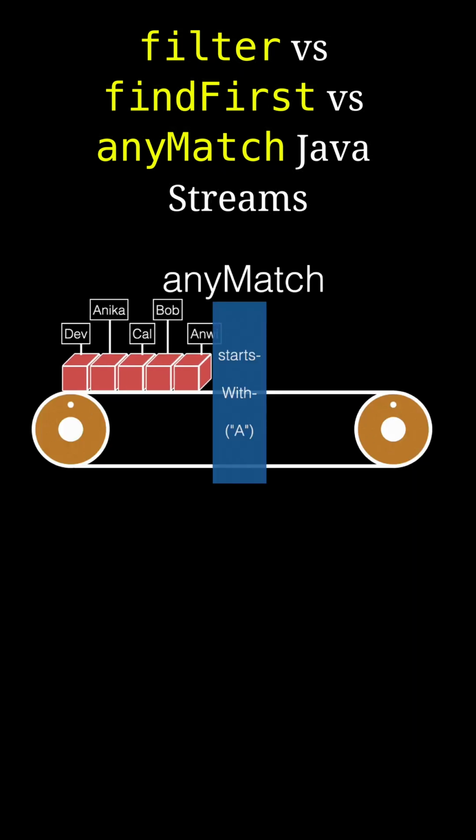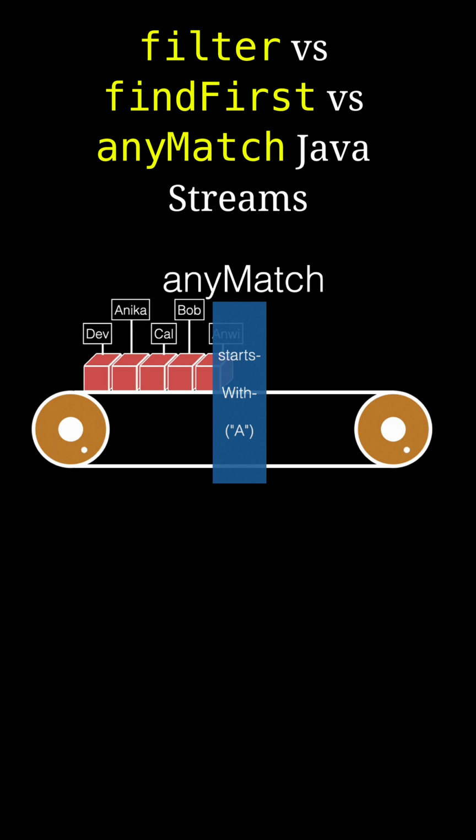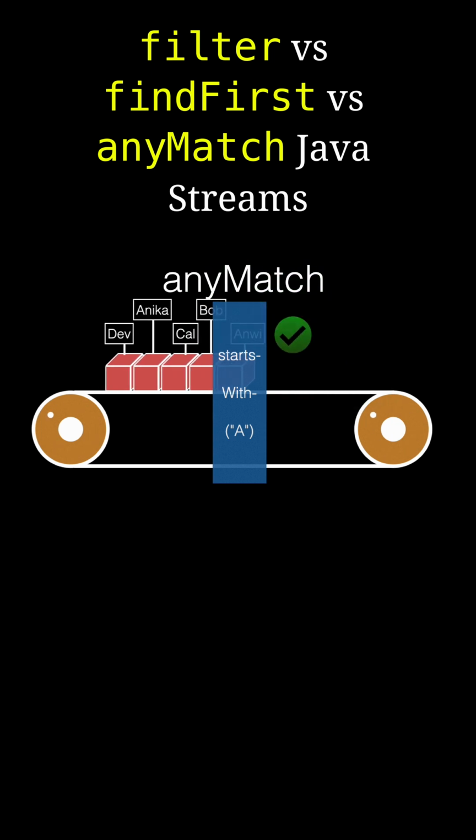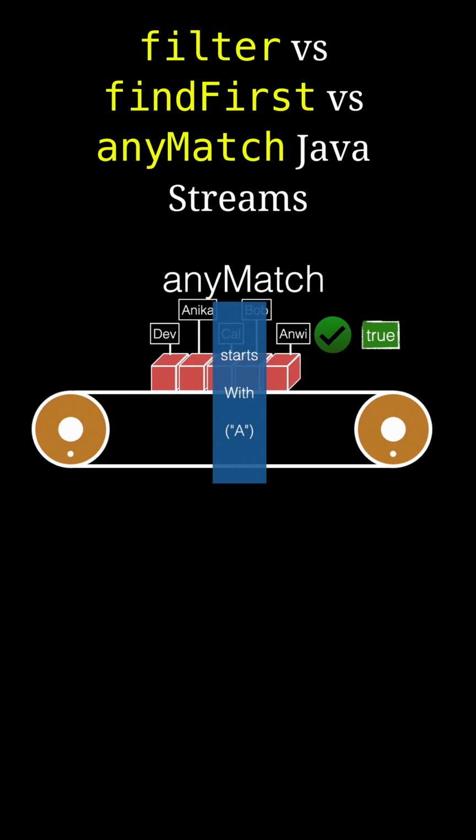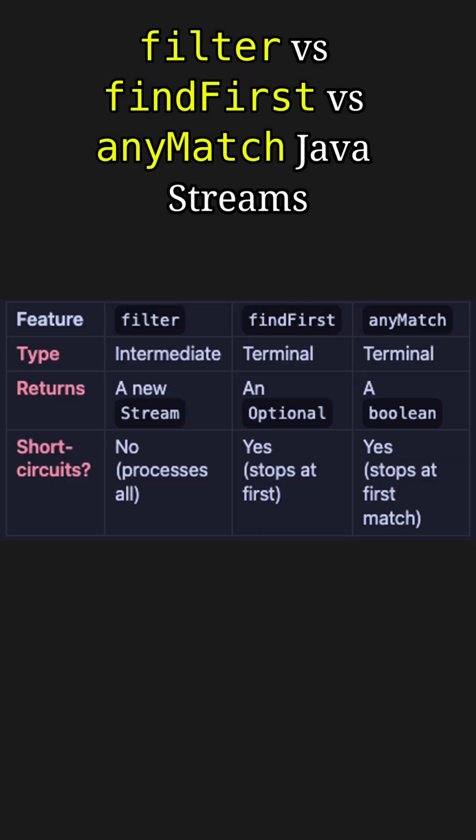And here, as soon as it finds one person, in this case Anvi, whose name starts with A, it stops immediately and just returns true. So we use filter for all, findFirst for the first, and anyMatch for any existence check. Choose wisely for efficient stream processing.